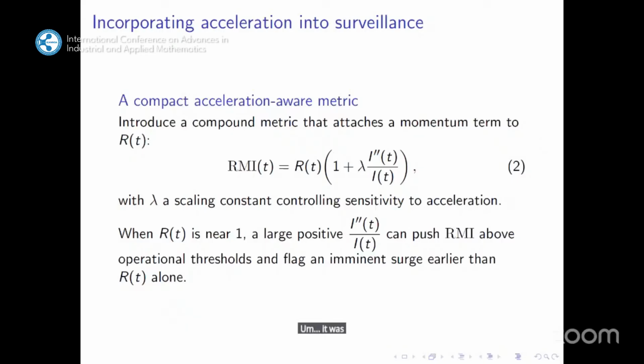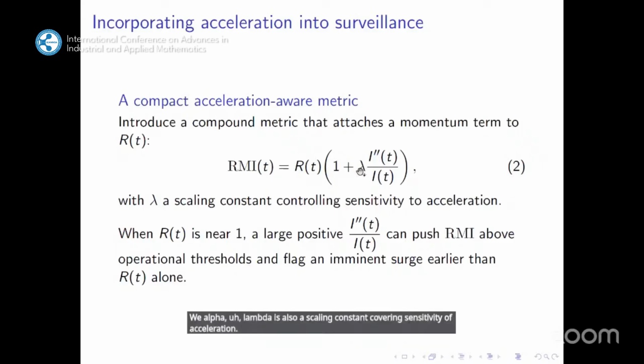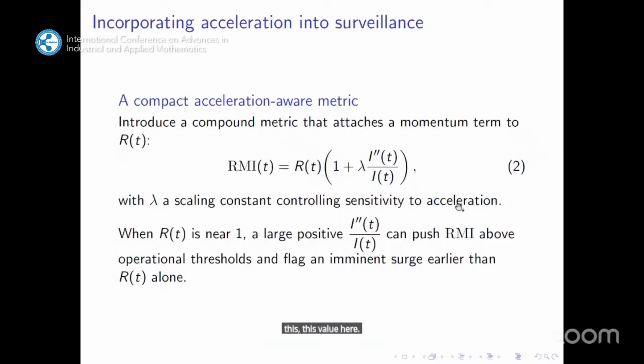It was proposed augmenting the effective reproductive number with a momentum term. So one proposed form is the reproduction momentum index, which is this one, where alpha lambda is a scaling constant covering sensitivity of acceleration. This value here, okay, and then R of t is near 1.